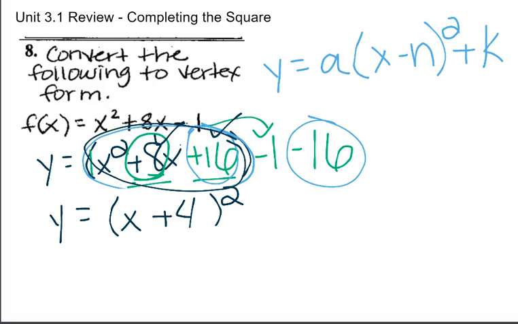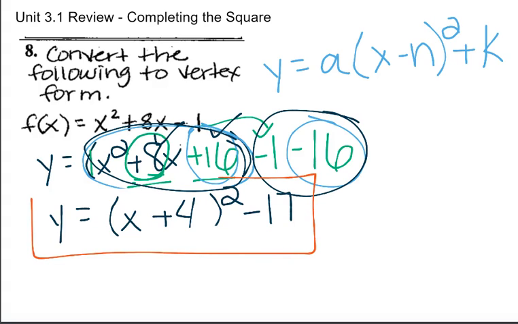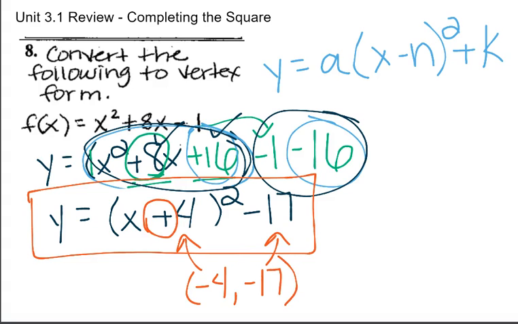So that's that part. The last part is I need to combine my numbers here at the end. Negative 1 and negative 16 combine to be negative 17. So now my equation is in vertex form. I can see my vertex is the h and k, so it would be negative 4, negative 17. Remember, I'm always going to change the sign because there is a minus here in front of the h. So it's always going to be the opposite sign for h, and then the k will just be whatever k is. So my vertex is negative 4, negative 17.